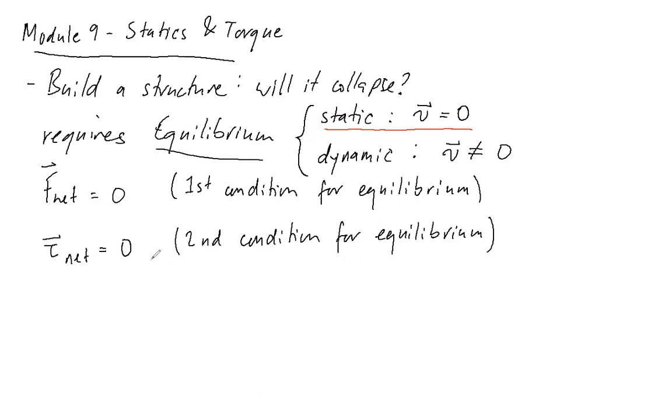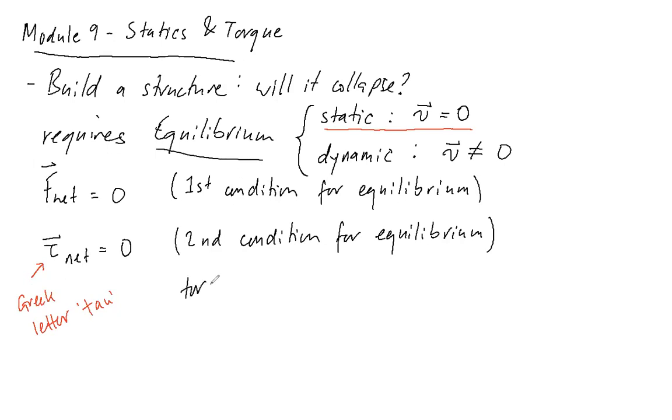All right, so this is your second condition. So what does this mean? This is the Greek letter tau, some pronounce it "ta." This is known as the Greek letter tau, and it stands for torque. So the net torque has to be 0. So what is torque? Torque is a twisting force.